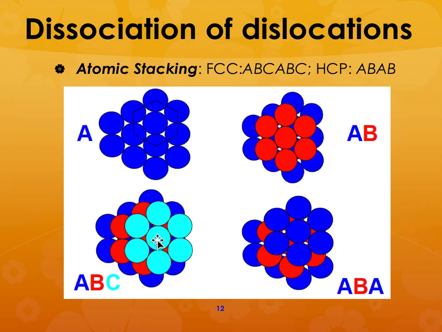So it will kind of go around this atomic wall, and then join up and start moving again. So then it becomes easier for you to move these atomic planes and atoms. So that's the whole concept of dissociation of these dislocations.